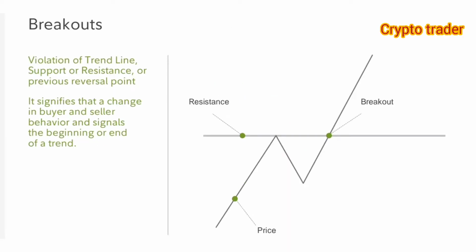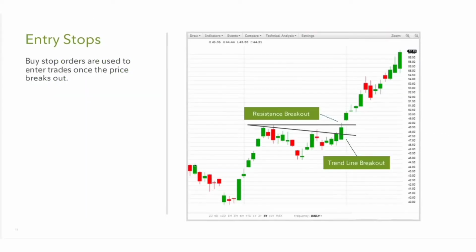Breakout: violation of a trend line, support or resistance, or previous reversal point. It signifies a change in buyer and seller behavior and signals the beginning or end of a trend. Next one, entry stops. Buy stop orders are used to enter trades once the price breaks out. Here we are seeing some examples of breakout.